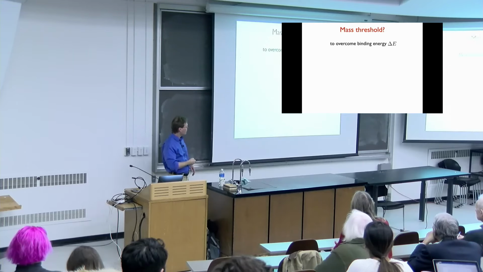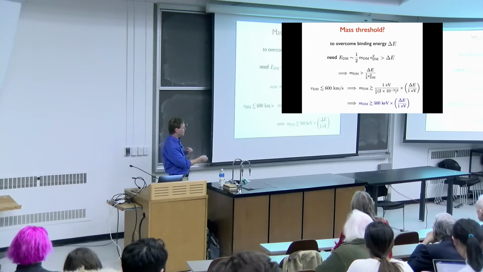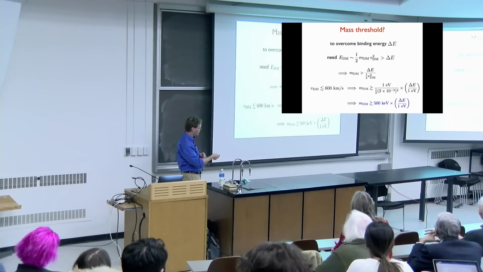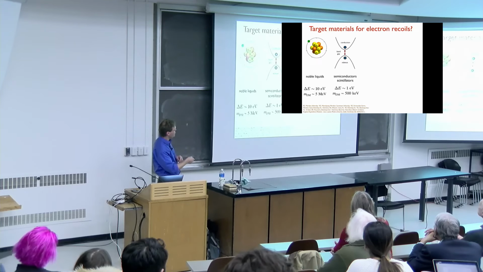So if I go back to my formula, that means that if I can see one single electron in a silicon crystal, for example, in my semiconductor, I could potentially probe down to 500 keV dark matter. Okay, that's my mass threshold.